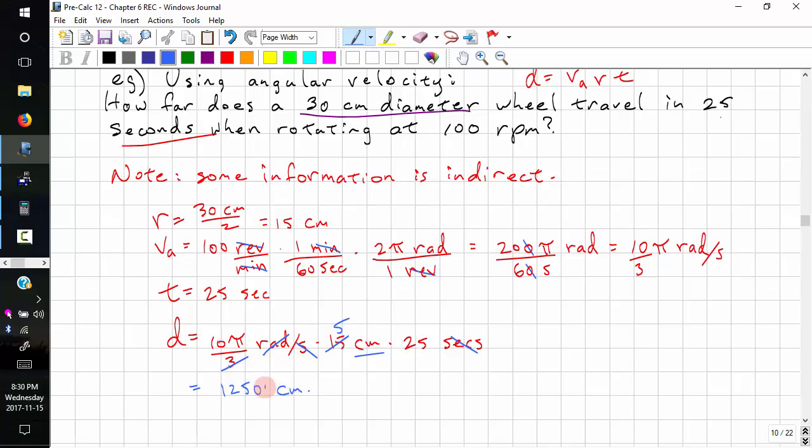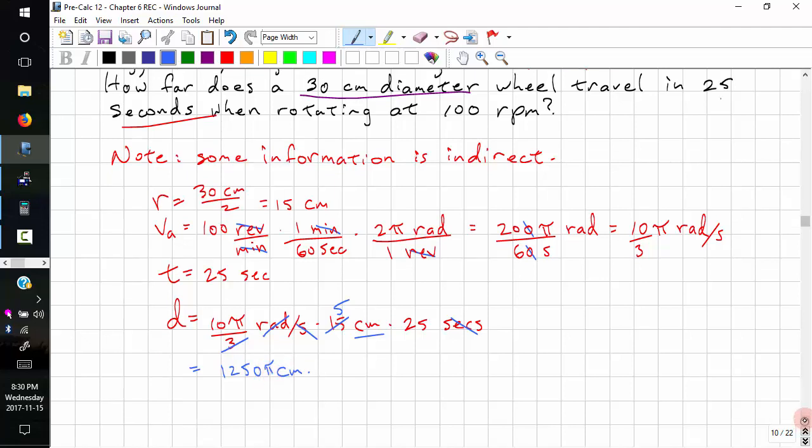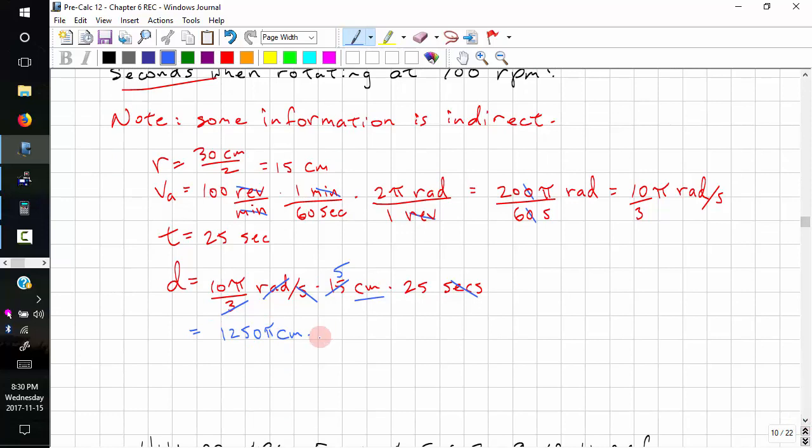And sorry, there's a pi in here. Okay, so if you were looking for an exact value, you would leave it like that. If you were asked to give a decimal value, we would convert that, and this would be 3.93 meters. So this would give us an answer in the thousands, but let's convert it to meters because meters makes more sense. And that completes this lesson.